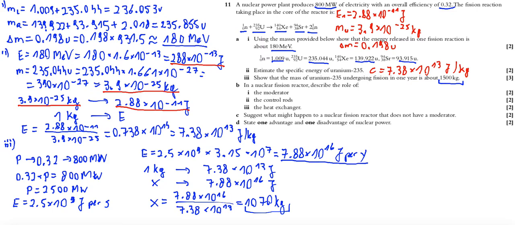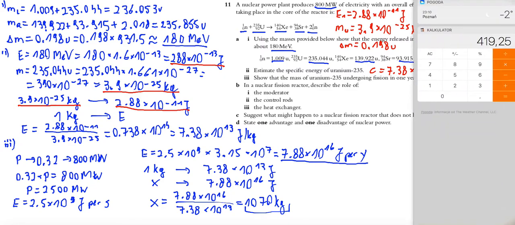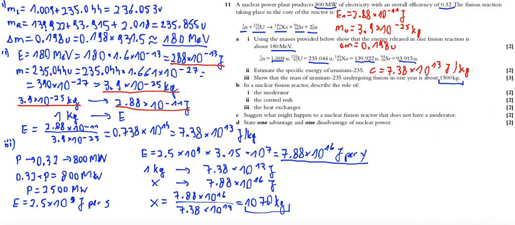So how much for 1 kilogram? So we have to divide 2.88 by 3.9, so let me check it again, 2.88 divided by 3.9 is 0.738. Okay, so 7.38 times 10 to the power of 13. Okay, so this is the specific energy, 7.38 times 10 to the power of 13 joules per kilogram. Okay, and now 800 megawatts and an efficiency of 0.32. The nuclear power plant produces 800 megawatts.